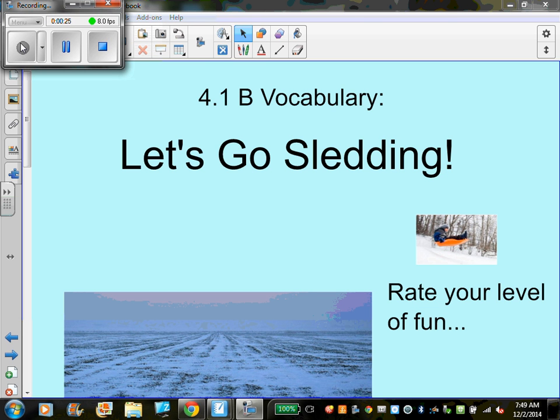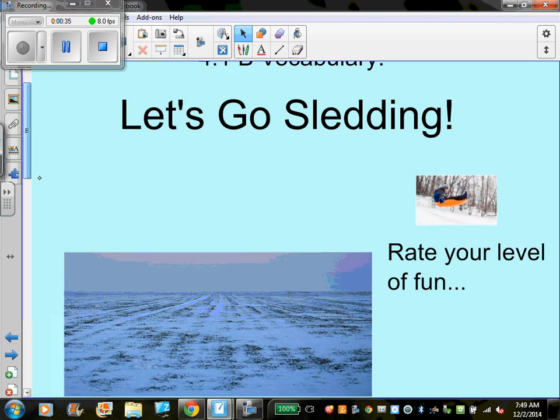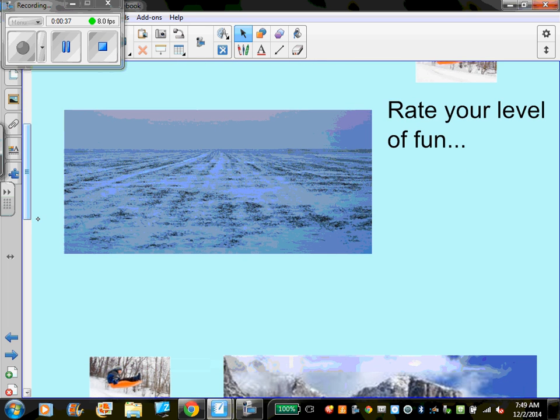So, we're going to start with a little bit of vocab that we need to know for today's lesson. And we're going to look at it in the example of sledding. So, let's say that you are going sledding. Here's our first situation. We have a nice field. You can see it has snow on it, which is pretty important for sledding, I would say.